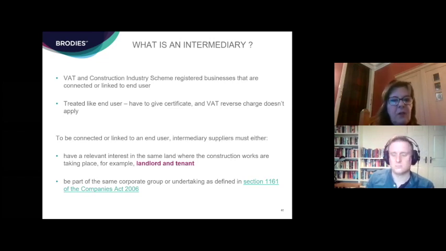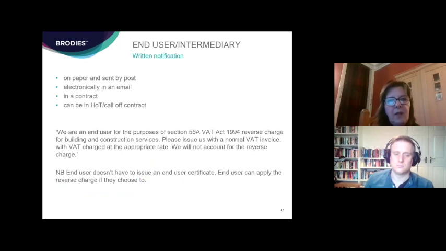But it also applies to landlords and tenants. So if you have an interest in the same land, the reverse charge won't apply, which is just as well, because anything to do with landlords and tenants is difficult enough as it is. To get the end user treatment, though, it's not sufficient to be an end user. You've got to tell the supplier as well. So I think hopefully on the next slide, we've got the wording that needs to be sent.